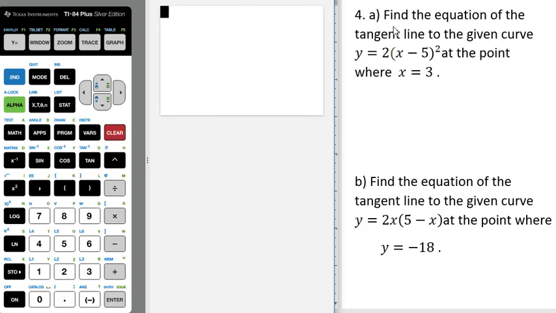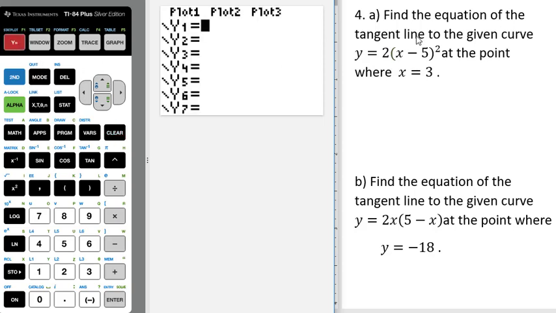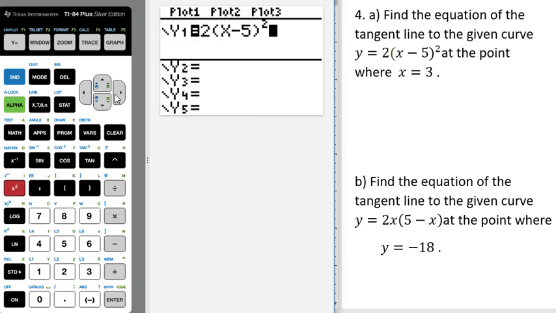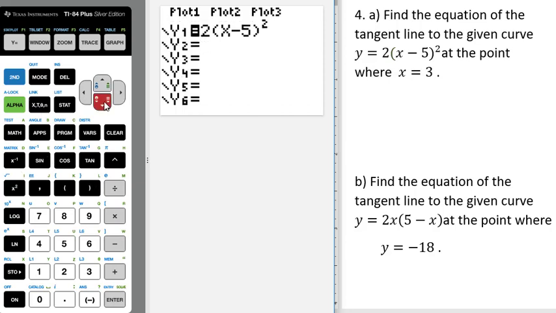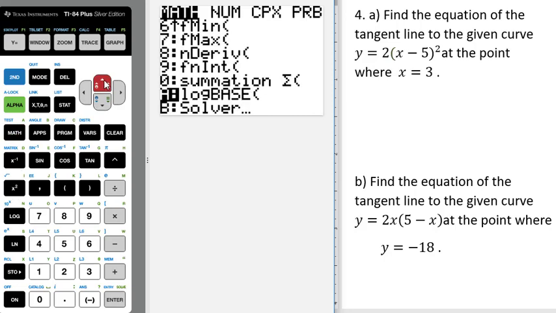For number 4, find the equation of the tangent line to the given curve y equals 2x minus 5 squared at the point where x equals 3. So we go to y equals, we plug in 2 times x minus 5 squared. Then for the y2, we do math 8. Check 8, that's a derivative.